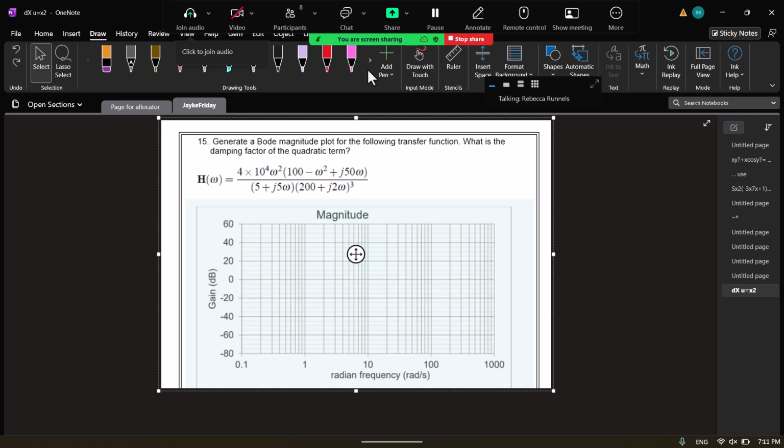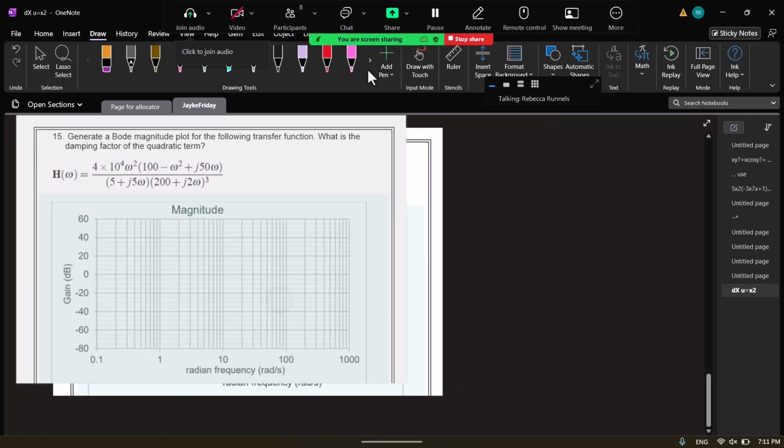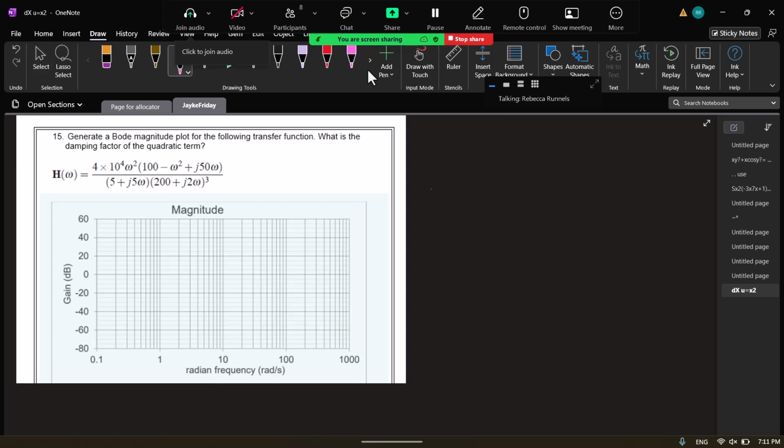we need to get it into the correct form. So I'll factor out from the top, I'll have 4 times 10 to the 4th omega squared, and then I'll factor out 100 from that quadratic term, so that I get 1 minus omega squared over 100 plus j omega over 2, over, and I'll factor out a 5 from that first term, and I get 1 plus j omega.